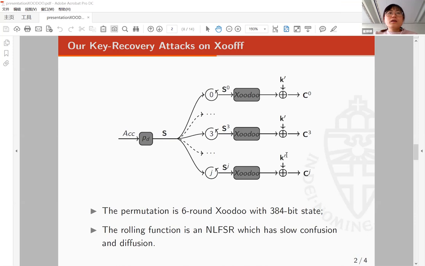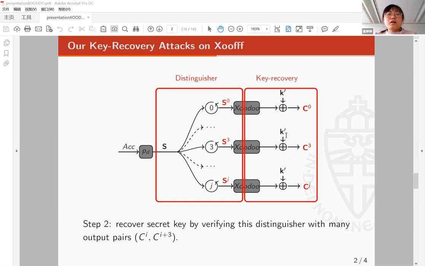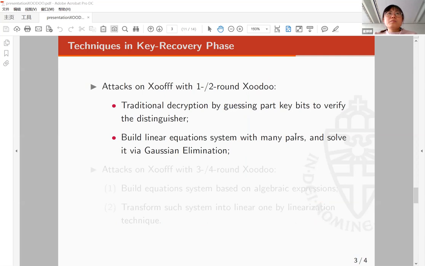So we can build a distinguisher on 1-round or 2-round ZOOF with probability 1 by using a strong relationship between s_i and s_{i+3}. With this distinguisher, we can use many output pairs, c_i and c_{i+3}, to decrypt and verify this distinguisher so as to recover the secret key. There are some techniques in the key recovery phase for attacks on ZOOF with one or two rounds. The first technique is very traditional: recover the key by guessing k_b part by part to verify the distinguisher.